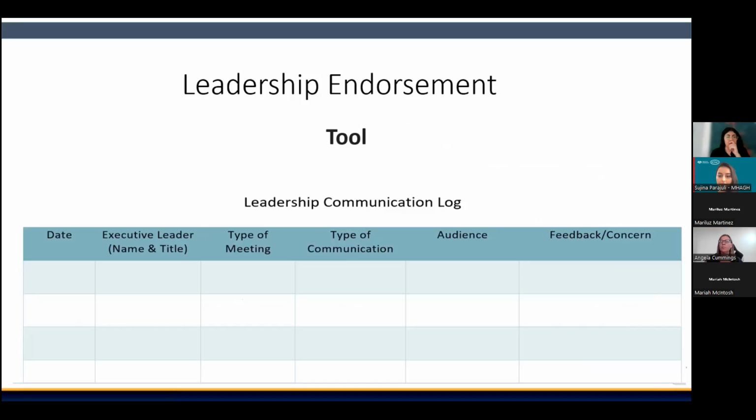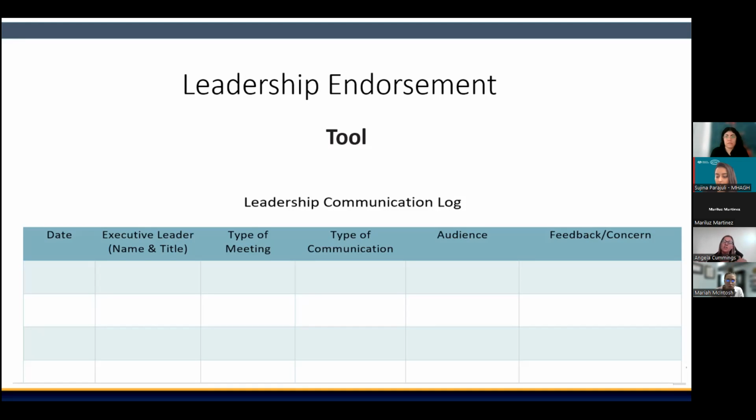This is a pretty simple tool that can help you measure something like leadership endorsement. And this is just a log, right? So you have the date, you have which executive leader made the announcement, what type of meeting was it, what type of communication. So was this something that was shared in a presentation at a meeting? Was this something that was sent out as an all staff email? Who was it to? And was there any feedback or any concerns that were communicated back to that leader?